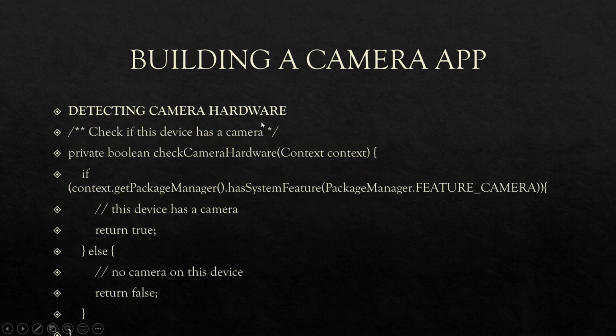Here is a small chunk of code which does that. See, we are using get package manager dot has system feature, and the feature we are checking is feature underscore camera. If this returns true, then the device has a camera. If this returns false, then there is no camera on this device, so we cannot continue further. So first step, we are detecting camera hardware, checking if our device is having a camera.